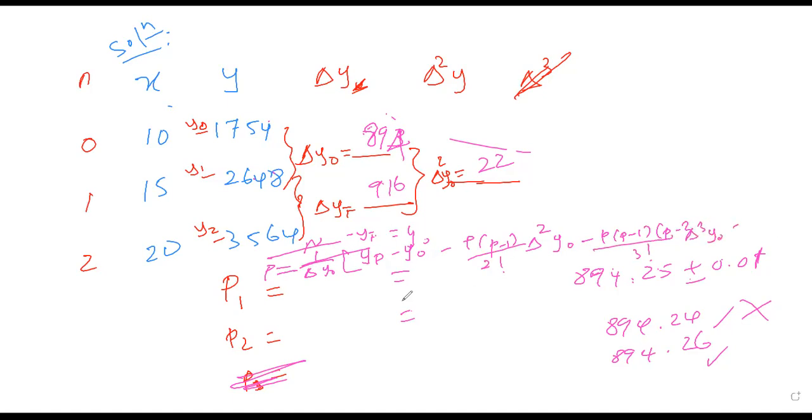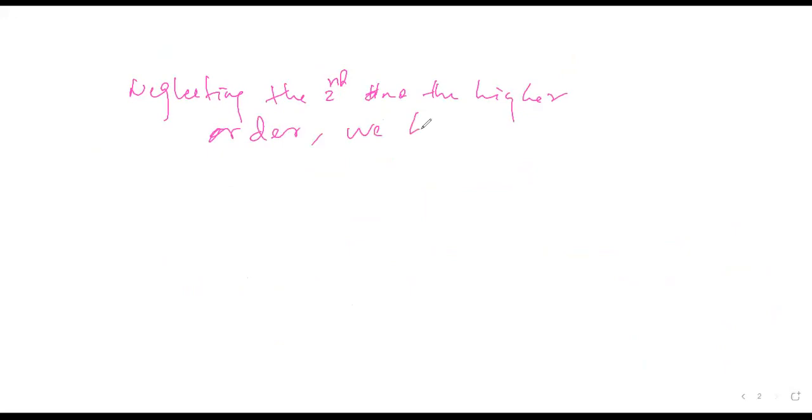Okay, so what is p1? After this, you write down neglecting the second and higher orders. So p1 will be this one. You have to write something regarding the process you are doing. For example, neglecting the second and the higher order, we have P1 is equal to 1 over delta y naught, yp minus y naught.